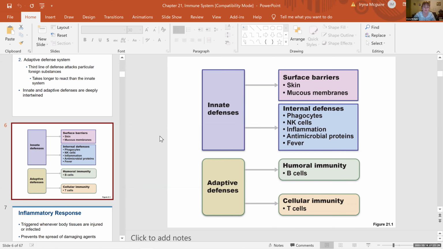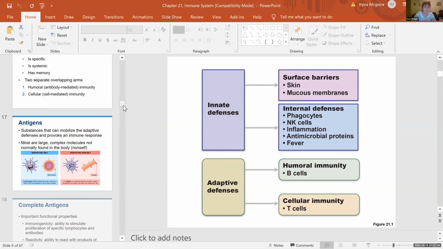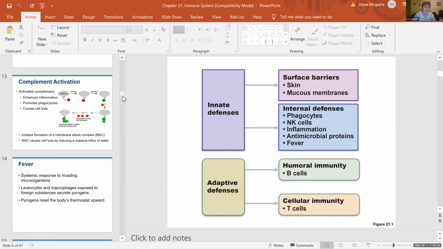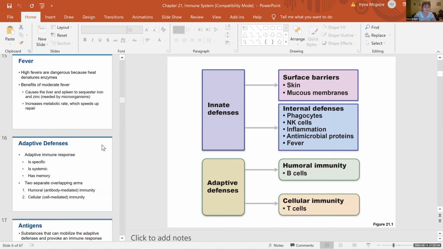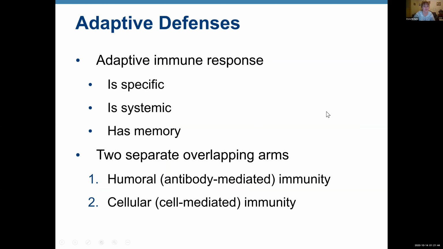So now we're moving to adaptive defense. And of course, if you take microbiology, you will cover everything in way more detail, so take this just as an introduction to your microbiology course. Now, adaptive defense, how is it different? Because it is specific. It is systemic, which means many body organs and systems are involved, and it has memory.